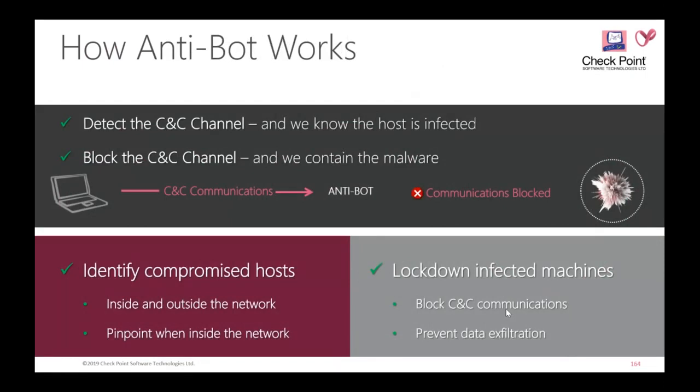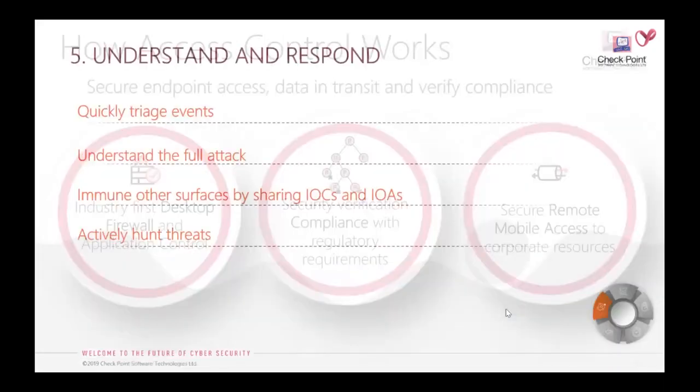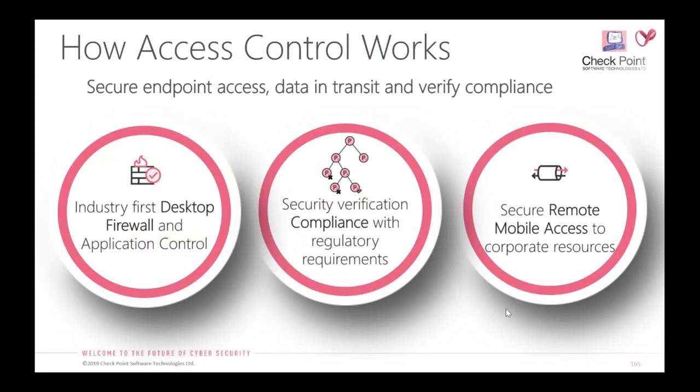So this is how the antibot works. It will detect the CNC channel and block it. And access control: how does access control work? Under access control, we have the compliance model. We have remote mobile access models to corporate resources. Firewall and application controls are also there. These models will be useful for customers to secure endpoint access, data in transit encryption, and verify compliance.